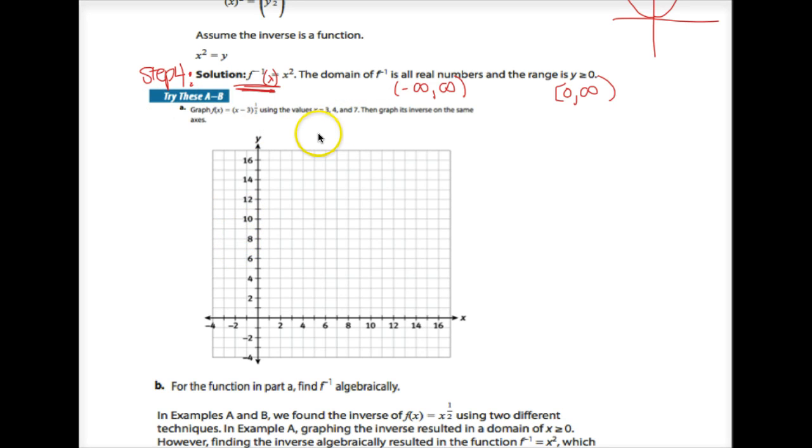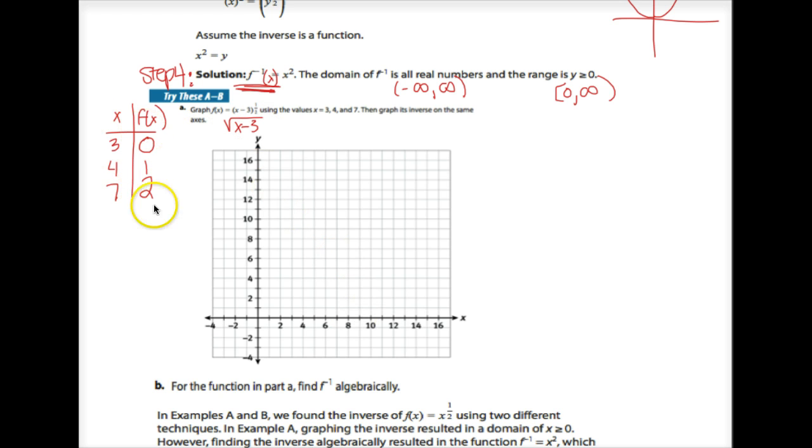So we're going to practice here and try part A, graphing this just by switching x's and y's with the inverse. My original f of x equals x minus 3 to the 1/2, which is the same thing as the square root of x minus 3. It says using the values x equals 3, 4, and 7, so we can make a table. When x is 3, 3 minus 3 is 0, square root of that is 0. When x is 4, 4 minus 3 is 1, and the square root of 1 is 1. When x is 7, 7 minus 3 is 4, square root of 4 is 2.